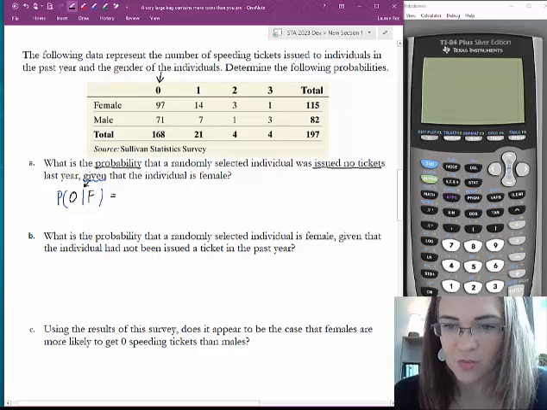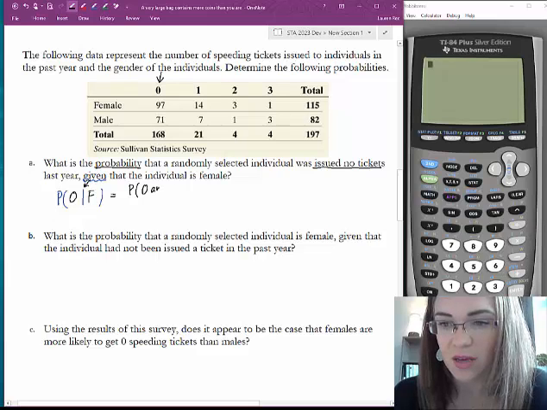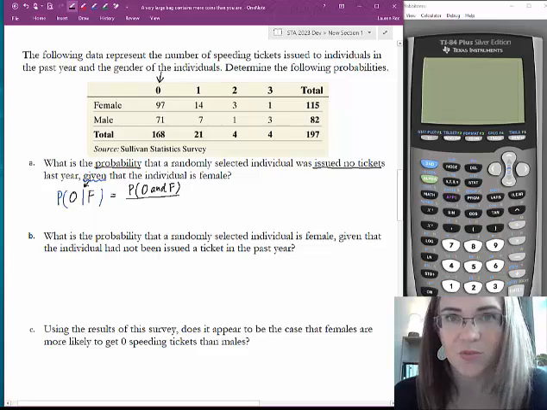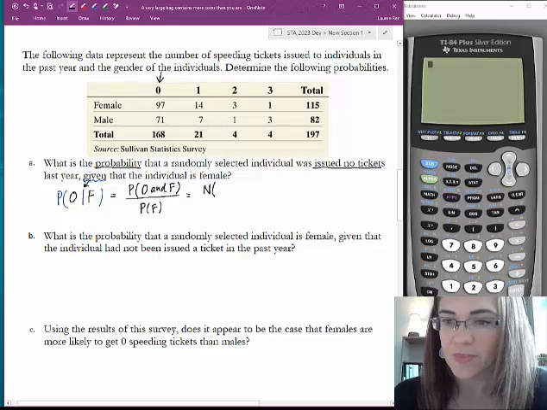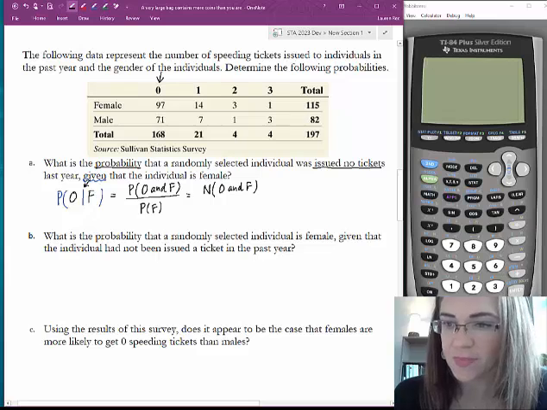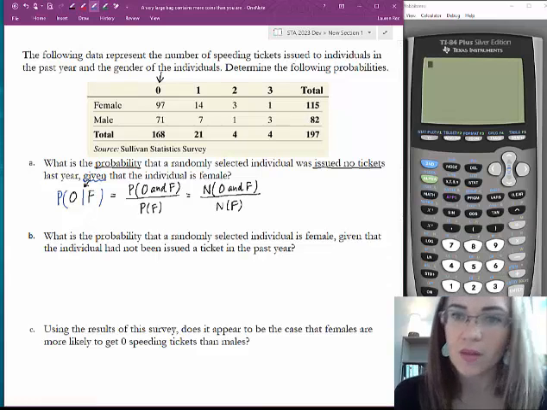The formula for the conditional probability is the probability that these two events happened at the same time, 0 and female, divided by the restriction on the sample space, or the condition, the probability that someone is female. And we can simplify that by just looking at the numbers from the table rather than making those denominators cancel. So what's the number of females with 0 tickets? 0 tickets and female, divided by the number of females that we see.